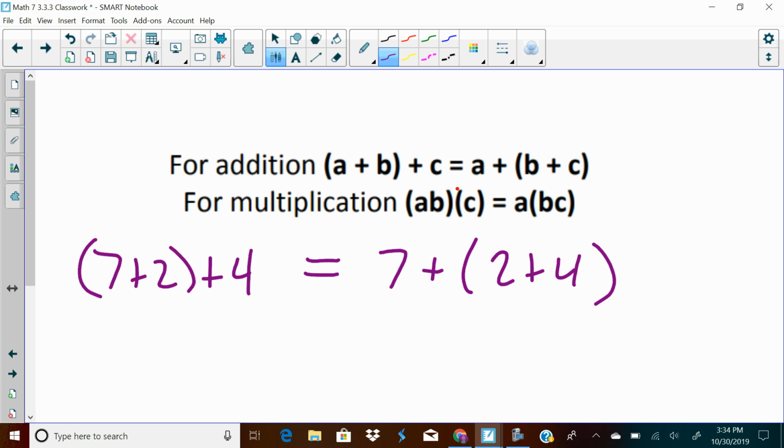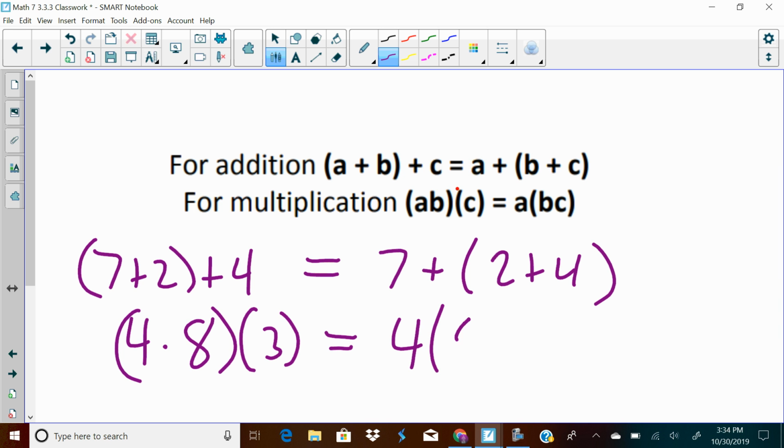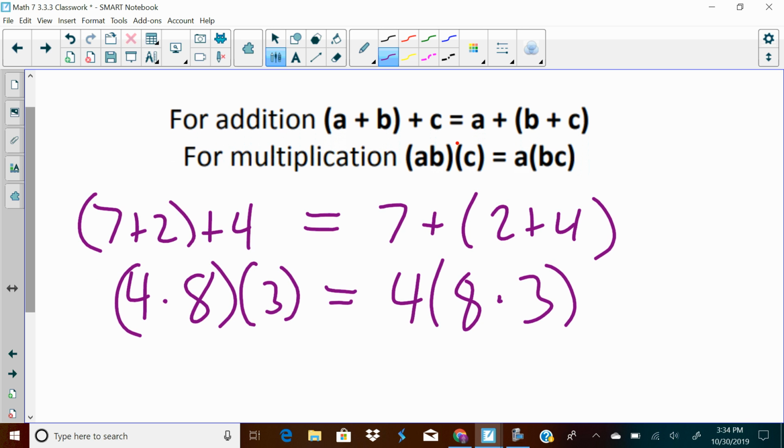For multiplication, 4 times 8 times 3 is the same as 4 times 8 times 3 with the parentheses moved. 4 times 8 is 32, and 32 times 3 is 96. 8 times 3 is 24, and 24 times 4 is also 96.